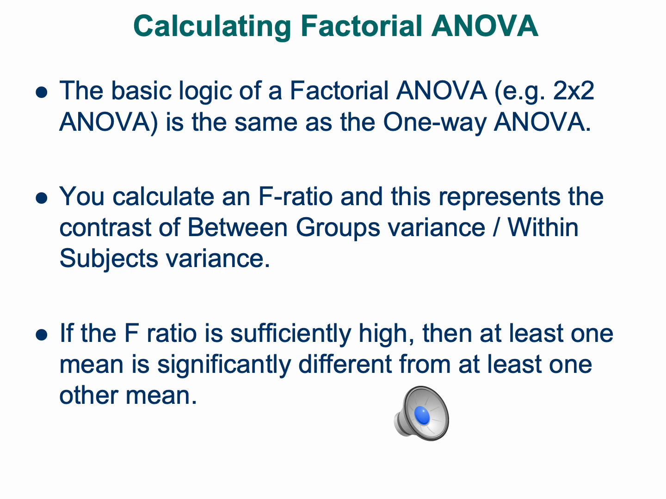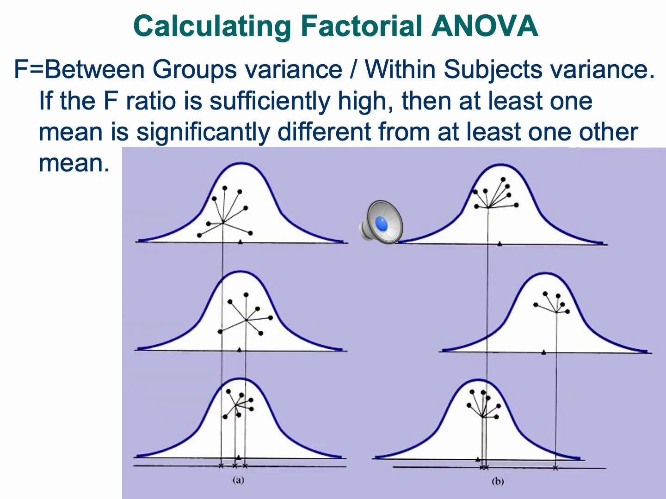You're contrasting the differences between means to the variability that's within the samples. If the F ratio is sufficiently high, if that ratio is sufficiently large, then the probability is that one of those means is significantly different from at least one other mean. Okay, so that's basically the same logic as existed before with one-way ANOVAs and structural models. So here we see a graphic depiction of this.